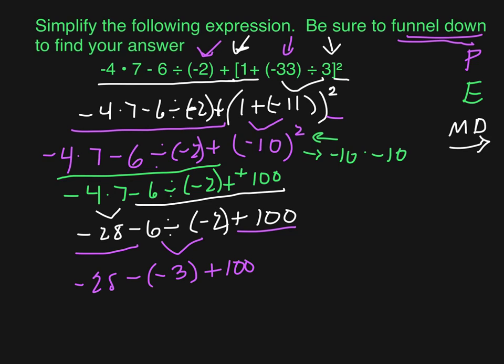Next, I'm all done with multiplication and division, so now I've got addition and subtraction in order from left to right. So I go from left to right across this problem. So the first thing I'm going to do is negative 28 minus negative 3. I'm going to underline the positive or plus 100. I'm actually going to go on to another page. I'm running out of room here. So I've got negative 28 minus negative 3 plus 100. That's what I just carried over from the other side. And I'm doing that addition and subtraction in order from left to right.